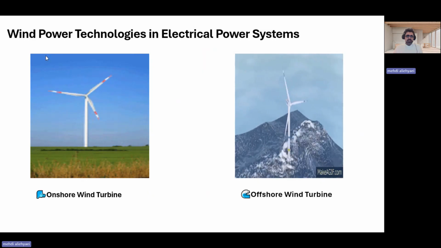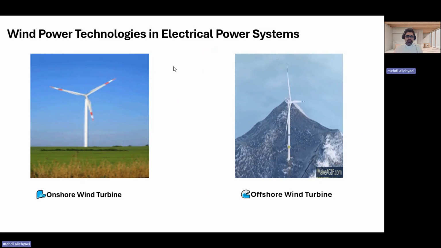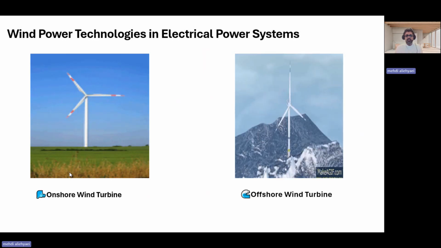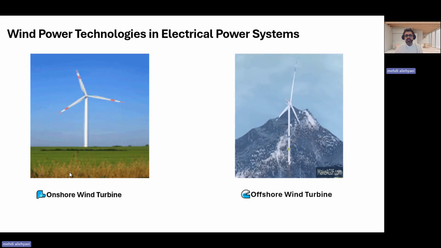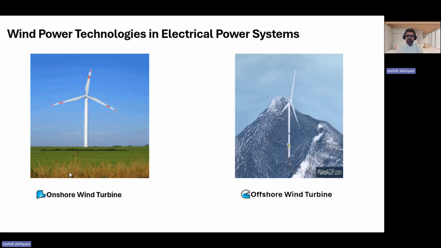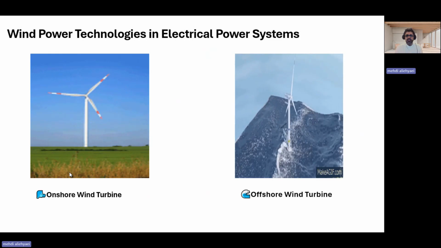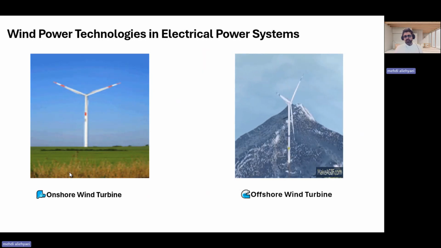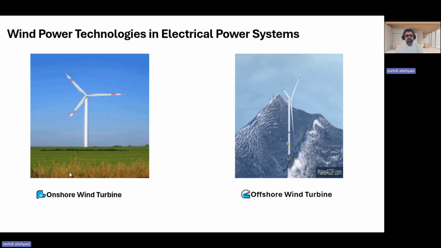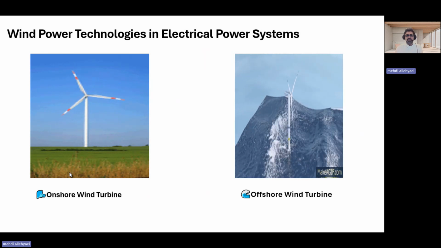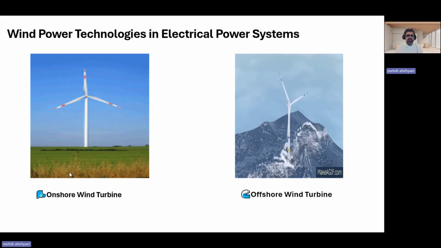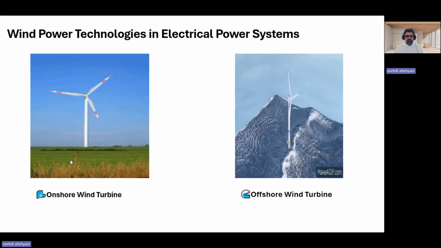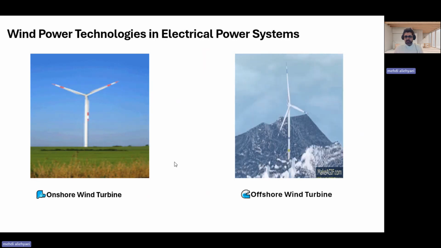Also, we have wind power technologies in electrical power systems. As you know, we focus on solar and wind types of renewable energy sources because they exist everywhere. In contrast, bioenergy and geothermal energy sources are not easy to access. About wind turbines, we have two types, onshore and offshore.